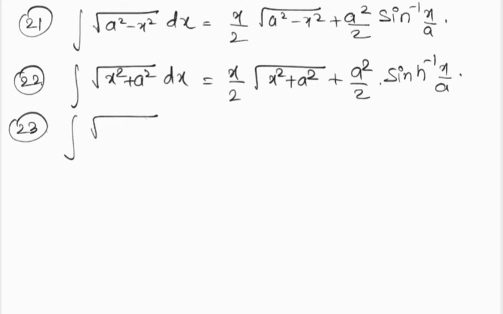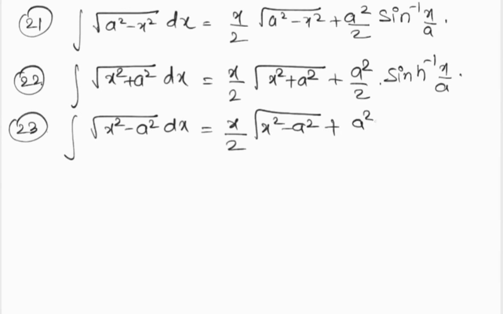Next, under root of x square minus a square. So for x square minus a square we use cos h inverse. So this will be x by 2 under root of x square minus a square, sorry, minus a square by 2 into cos h inverse x by a. So this much formula at least you have to remember for calculus.